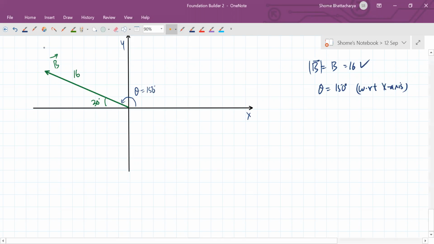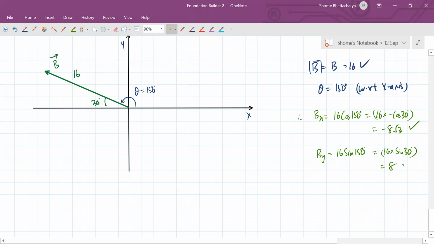So what will happen now is B's x component will become 16 cos 150 degrees. So that is 16 into minus cos 30. So that will become minus 8 root 3. And my y component will be 16 sine 150. So that is 16 into sine 30. So that will become 8. So the vector B in component form will be minus 8 root 3 i cap plus 8 j cap.